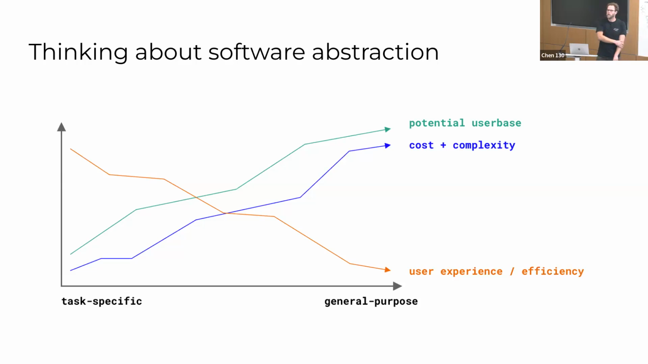Yeah, Justin. I was just going to say, another way of describing this line that's going down is the usefulness for each individual user of your thing. If you build it for one person, it does everything that they want. If you build it for everybody, it does a tiny fraction of what they want. Yeah, 100%. And you will have infinite feature creep.